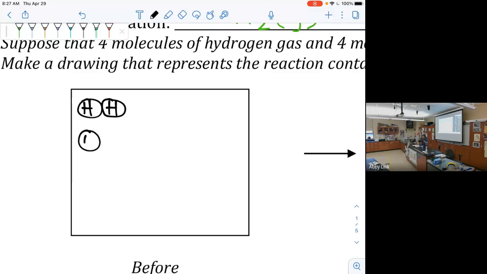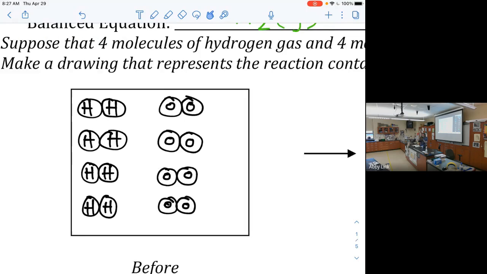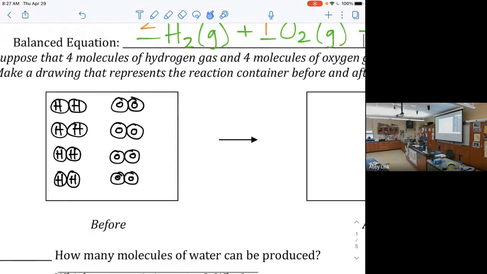There's 1, 2, 3, 4, and then here are my 4 molecules of O2. All right, nothing too crazy just yet.